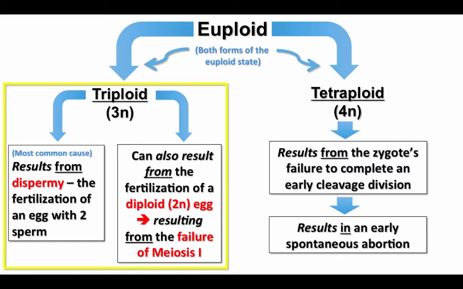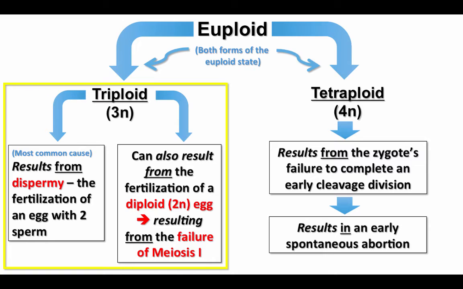The triploid state can also exist when an abnormal egg with a diploid or 2N chromosome number is fertilized by a normal sperm, which again has a haploid or 1N chromosome number. Okay? So we're going to talk shortly about how that happens. How do we get an abnormal egg that has a diploid or a 2N chromosome number?